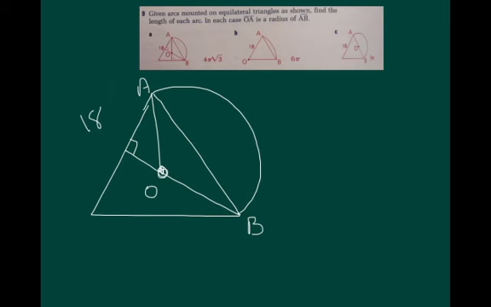Number 9 gives trouble every year, and it's mostly 9A. So let's go through it. In this picture, we know that AO is a radius of this arc AB, and we're trying to find the length of AB. So the trick is going to be recognizing that this is an equilateral triangle.